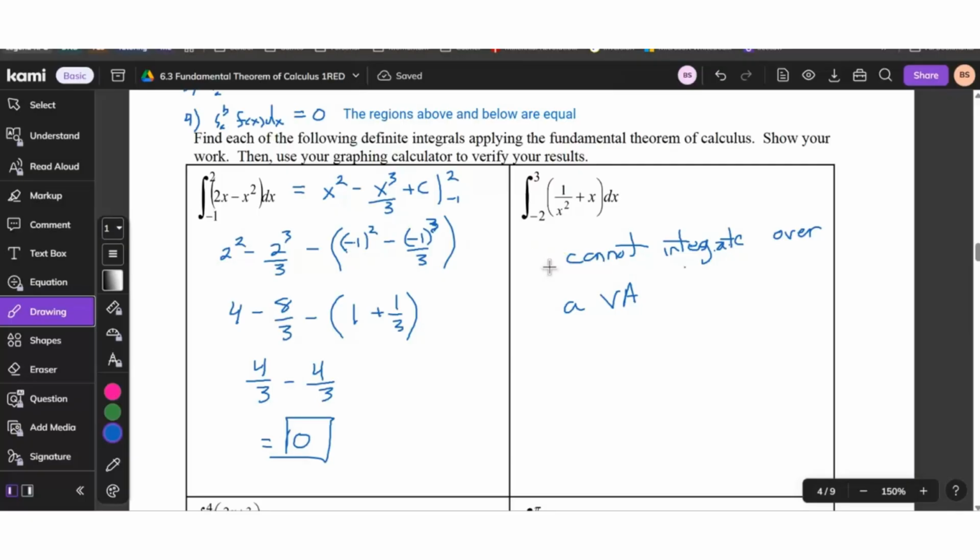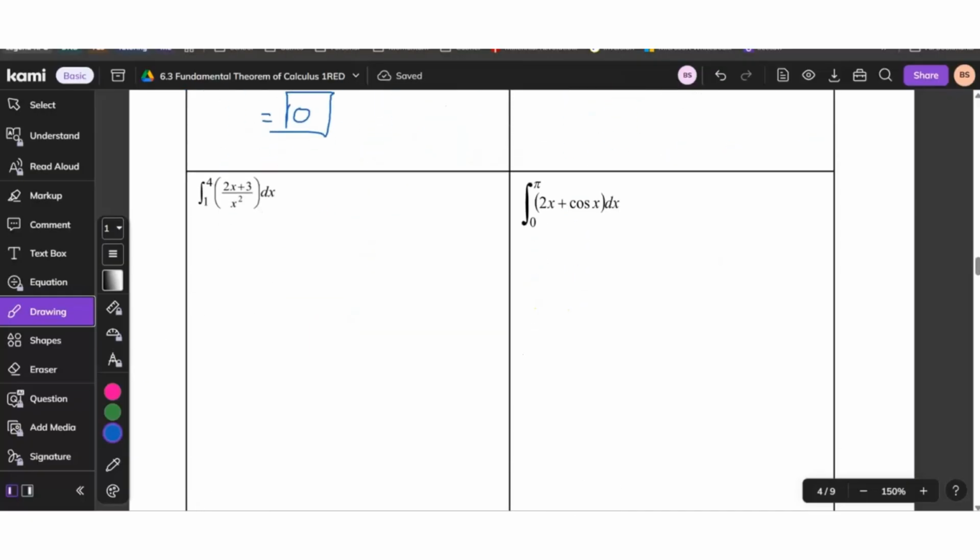How do you know it's a vertical asymptote? Because 1 divided by 0 is a vertical asymptote. Well, because my interval is from -2 to 3. The thing that would make that undefined is 0, and 0 is on my interval. Can't do it.